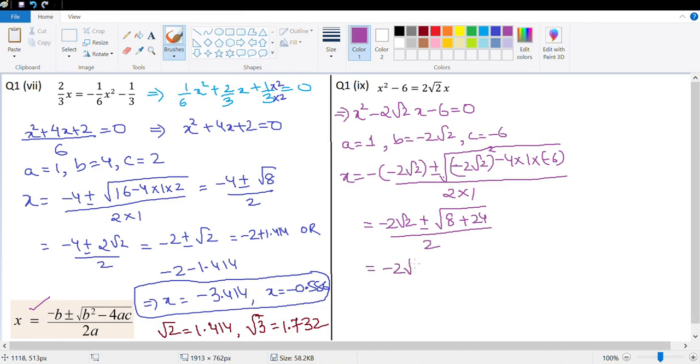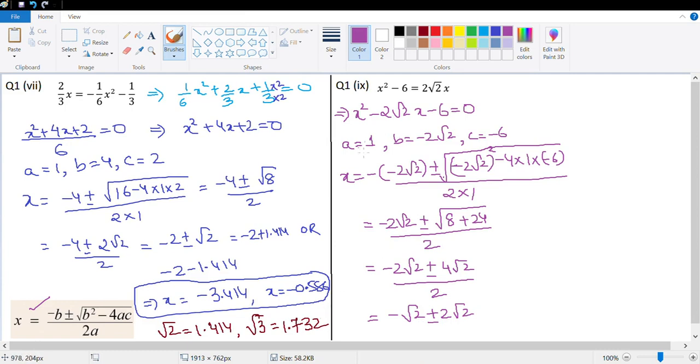Next, negative 2 root 2 plus minus root 32. Root 32 can be written as root of 16 into 2, which is 4 root 2. Yes, that's correct. This is just for our understanding. Root 32 is 4 root 2. In the denominator, we have 2. So this can be written as negative 2 root 2 plus minus 4 root 2, upon 2.